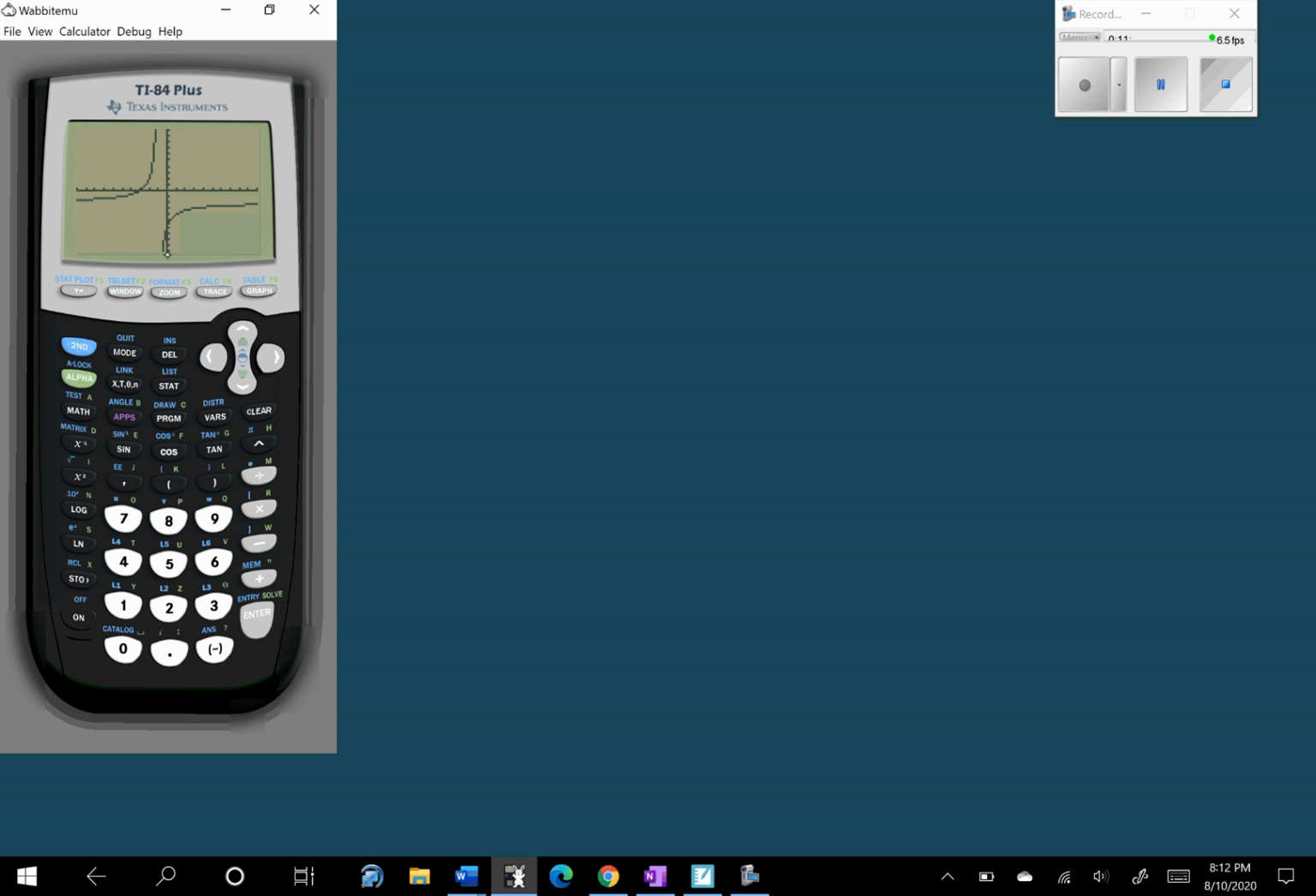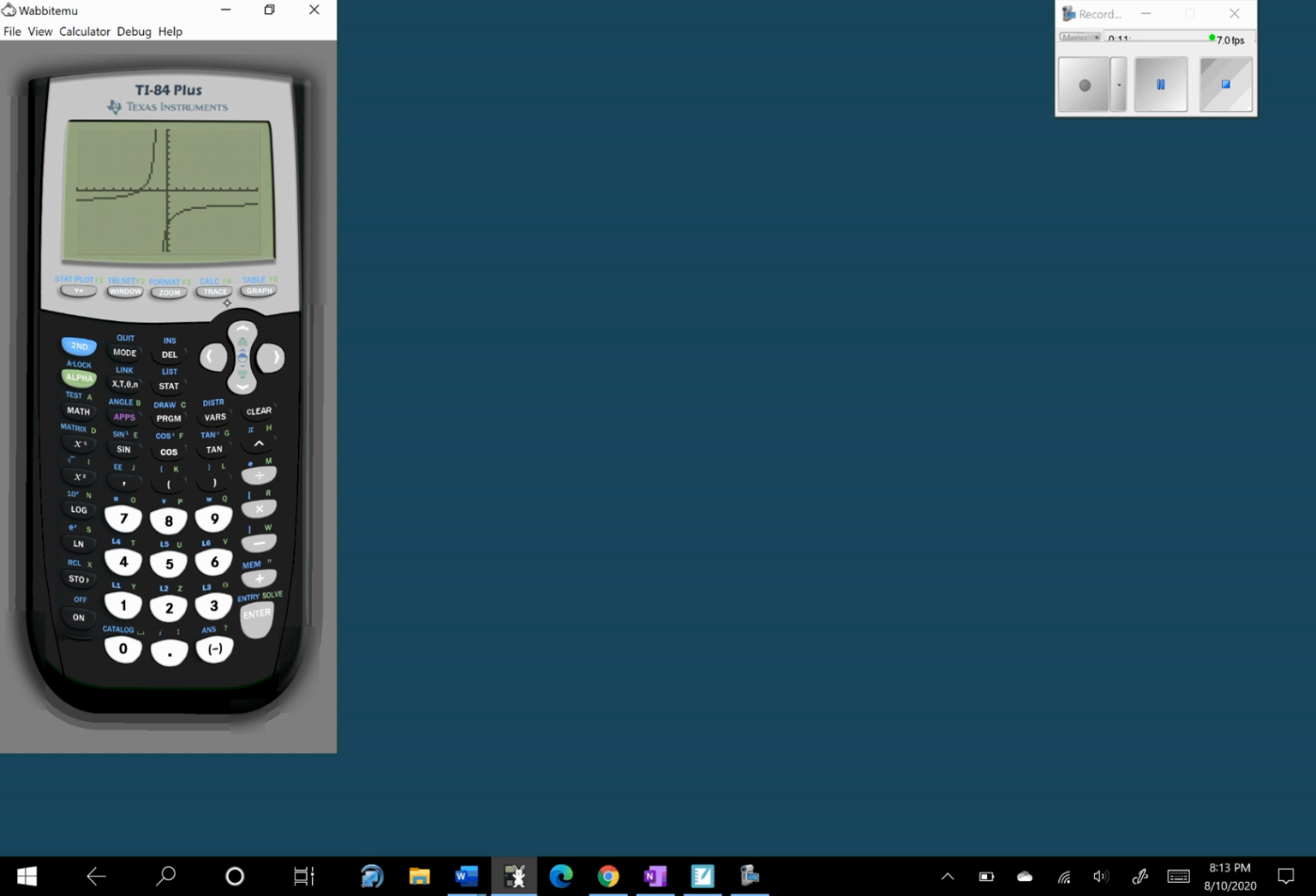So my graph looks similar to the one that I did, and I can see if I hit second trace value, if I plug in 2, notice it doesn't come up with anything. There would be an error there because of the fact that it's a hole in my graph. So it looks like the graph is still going, but there again is a hole. And you can also check your vertical asymptote by looking at your table, and you can see that there's an error at -1.